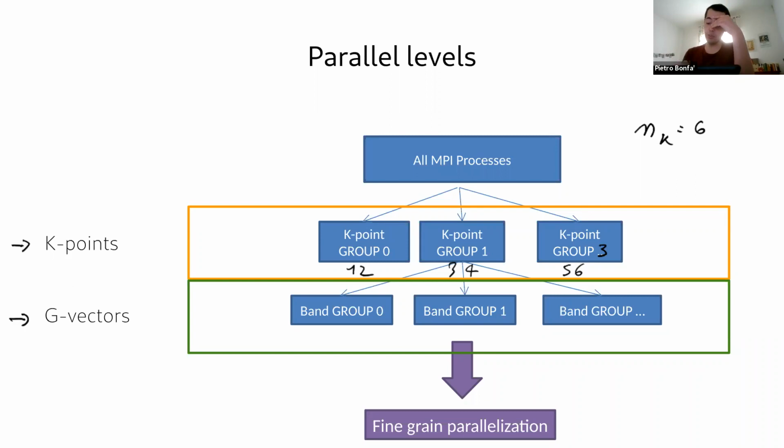So inside each group, the workers will split the wave function on G vectors. And this is what is called in the Quantum Espresso output the band group. Now, group refers to the thing I was saying at the beginning of the lecture, how you organize your MPI processes, which are your workers. And band refers to the fact that you are splitting the wave function on G vectors.